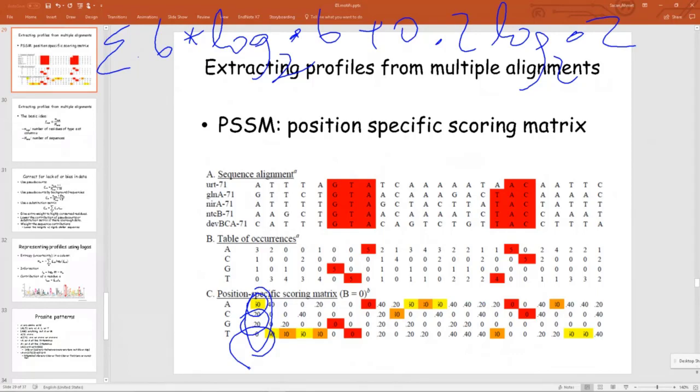When you have 0, you don't add that up because log 2 of 0 is not okay. All right. So you're going to multiply the probability with log 2 of probability. That gives you the entropy of that column.